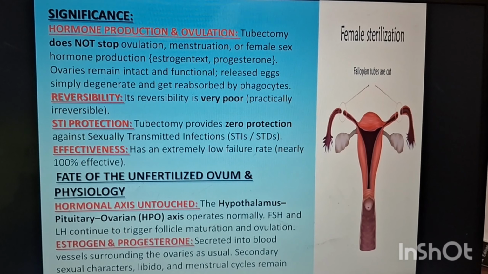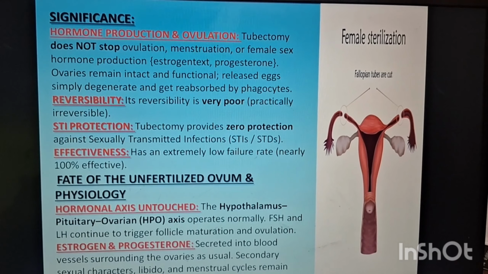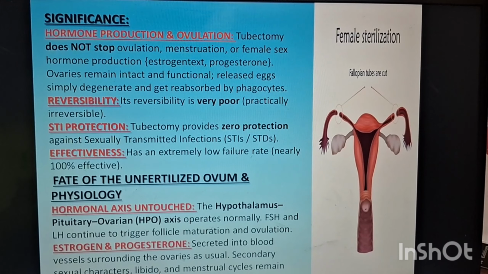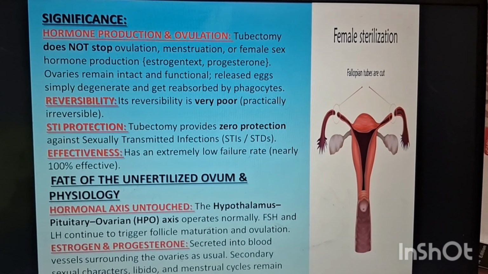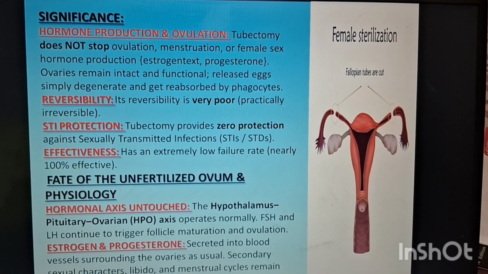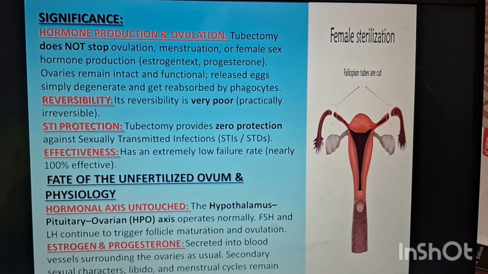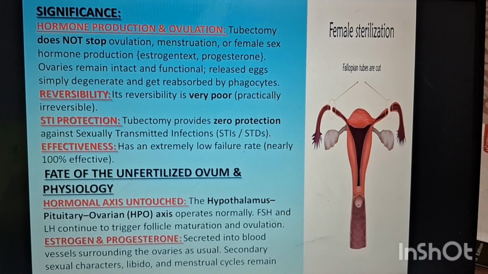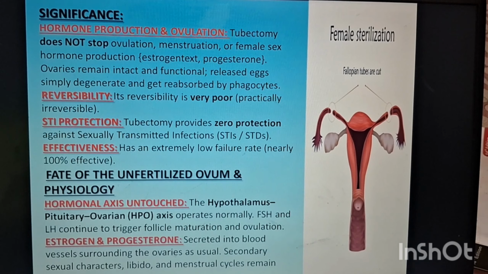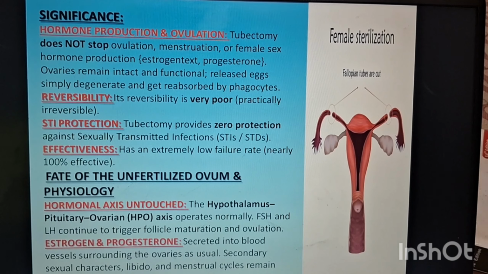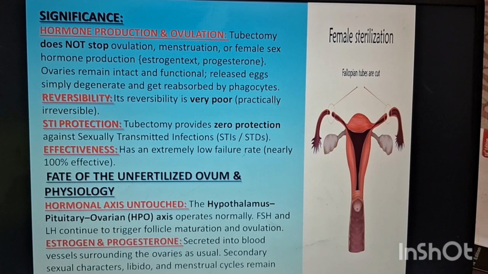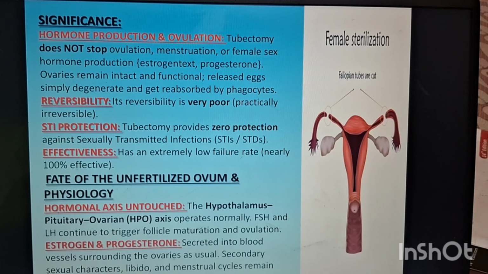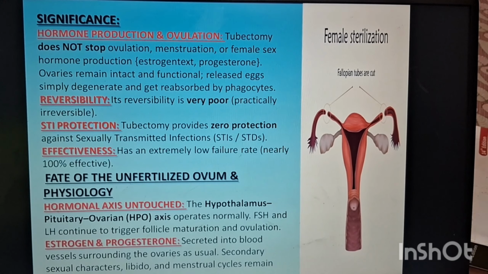Tubectomy does not stop ovulation, menstruation or female sex hormone production, that is estrogen, progesterone, and ovaries remain intact and functional. Released eggs simply degenerate and get reabsorbed by phagocytosis. Next, reversibility. Its reversibility is very poor, that is practically irreversible. Next, STI protection. Tubectomy provides zero protection against sexually transmitted infections or STIs. Next, effectiveness. Has an extremely low failure rate, nearly 100% effective.